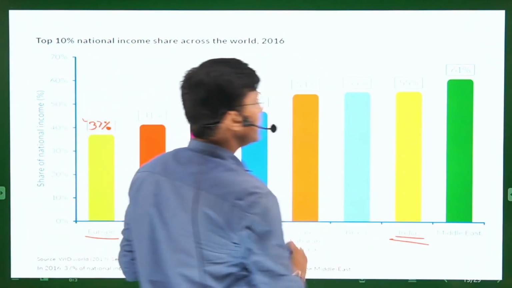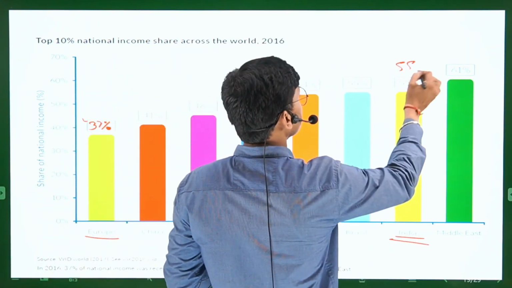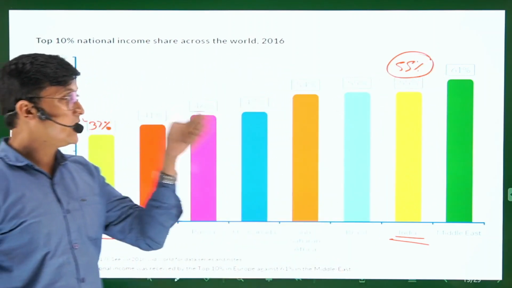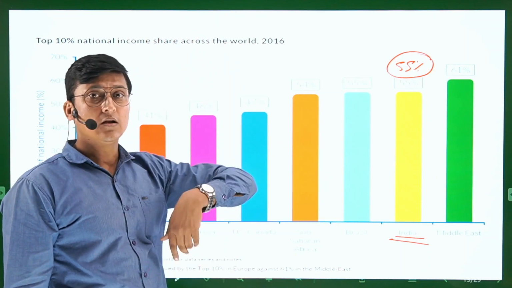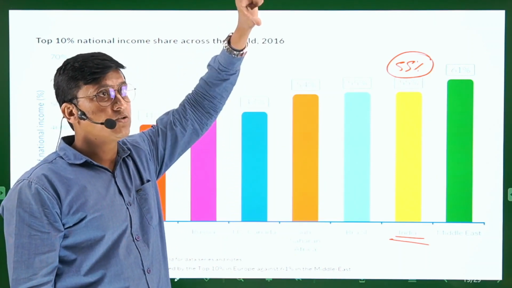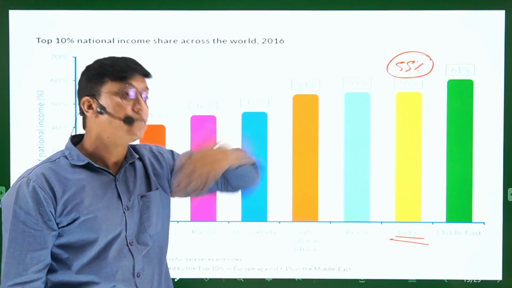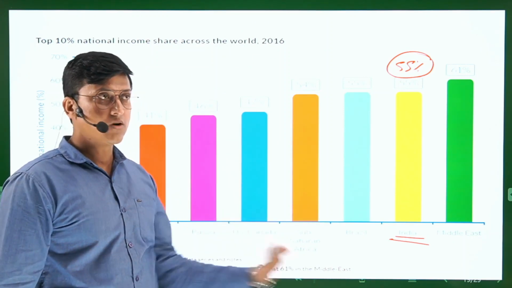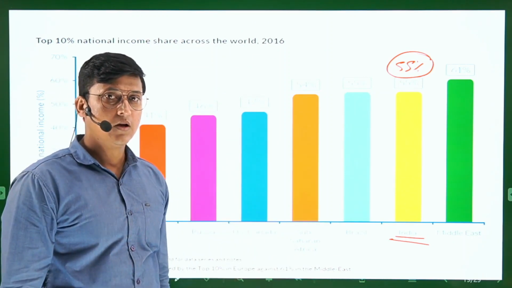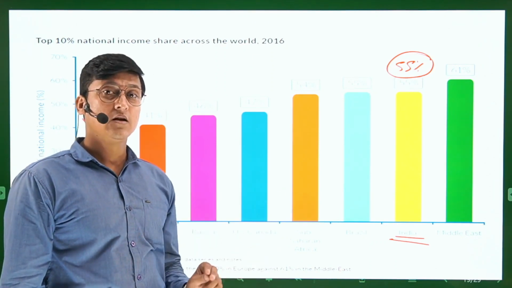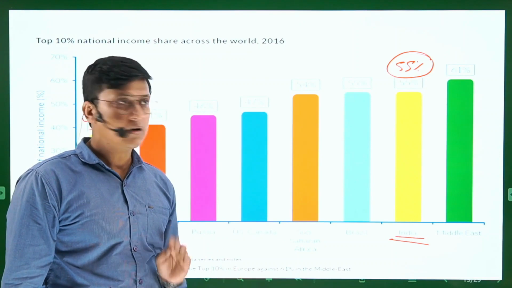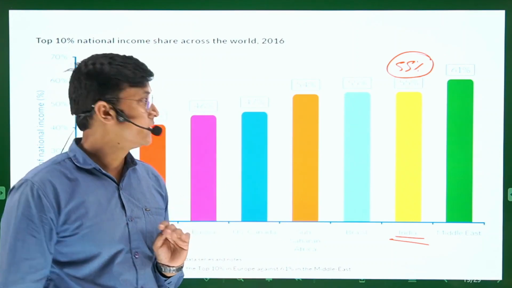What is happening in India? In India, 55% of the total earning is earned by 10% of the society. So the top 10% of the society is having more than 50% of the total income of India. Then what is left with other people? The rest 90% are earning only 45% of the Indian economy. It is absolutely not acceptable.